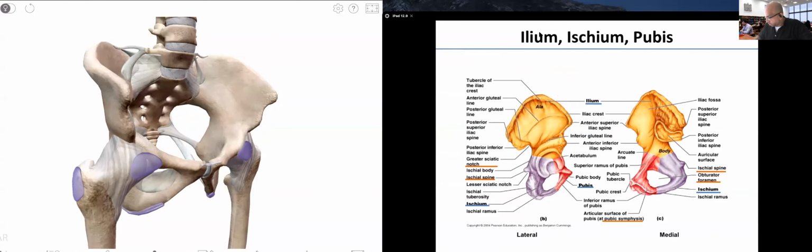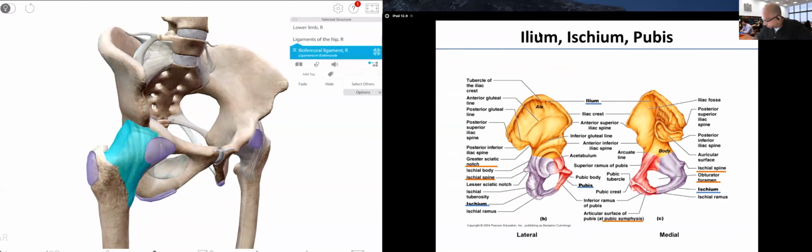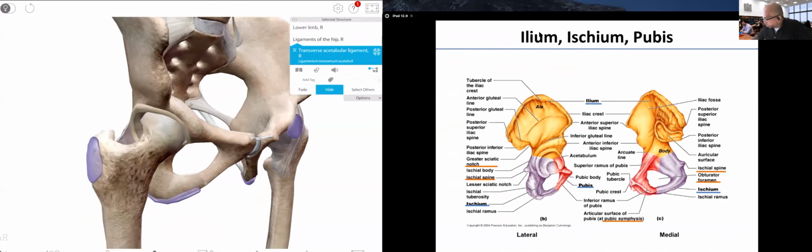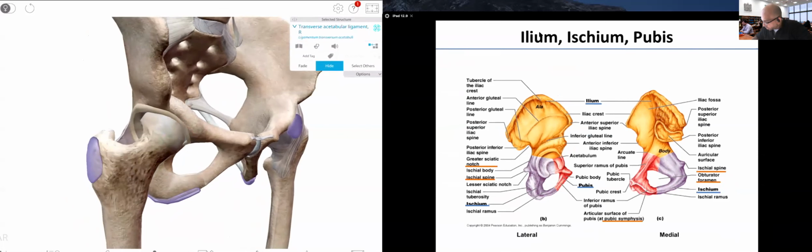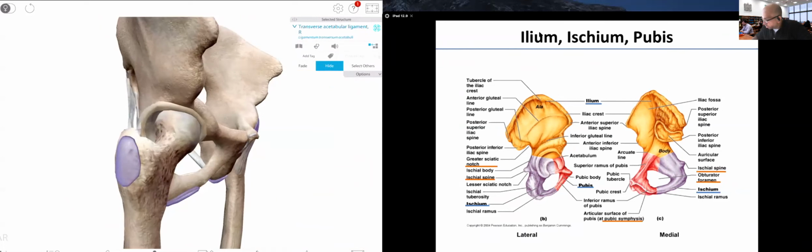All right, so we're looking on here at the ilium, ischium, and pubis. So I remove here all those ligaments. You see, the acetabulum is the point of articulation of the head of the femur that will allow the formation of the hip joint.